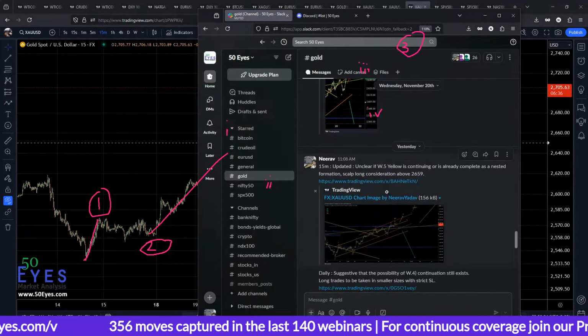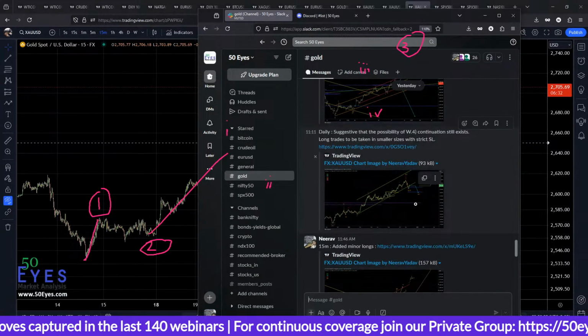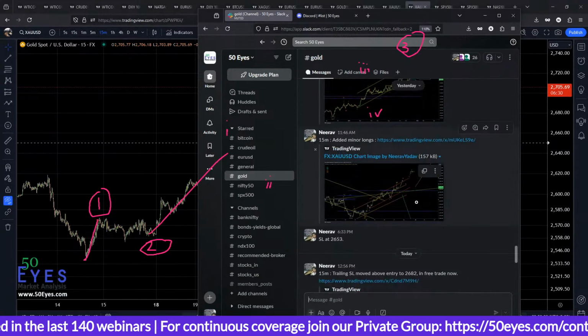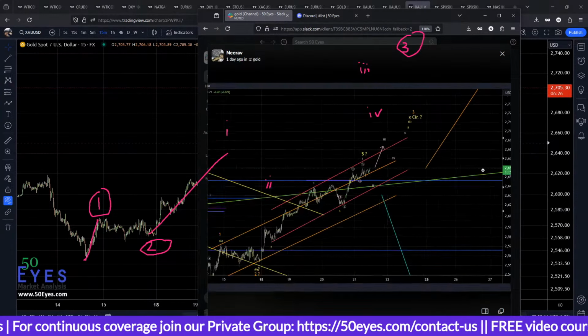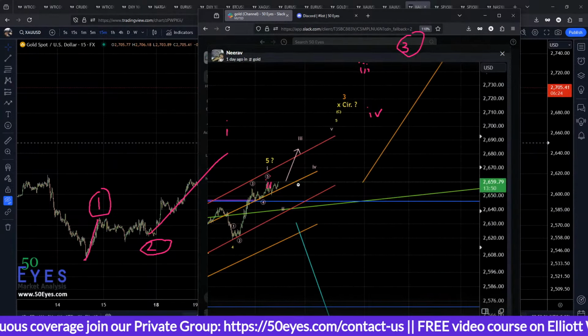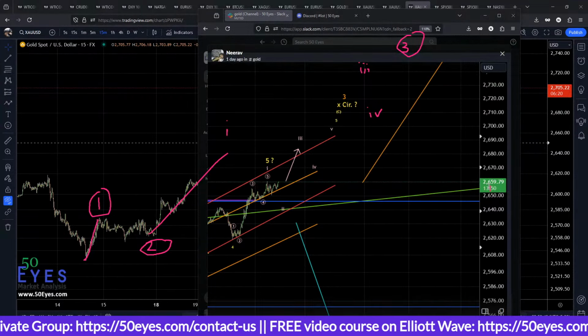And after that, we were able to forecast this movement and added minor longs here. Yes, this is the second entry. This is the one we are currently holding. Let me remove this. So this is the second entry at 2659.